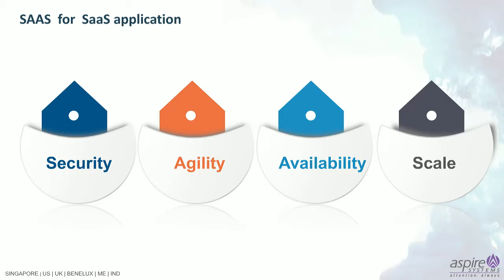There are 4 mandatory technical characteristics for any SaaS application: security, agility, availability, and scalability. We are going to analyze in depth how one could take care of all these aspects seamlessly and let SaaS providers concentrate solely on their business functionality.